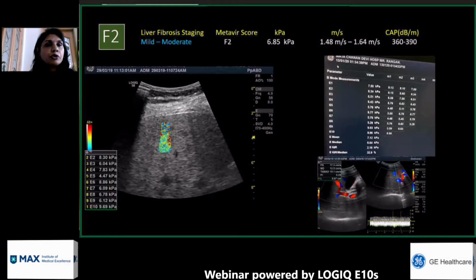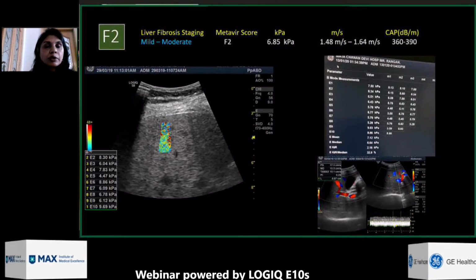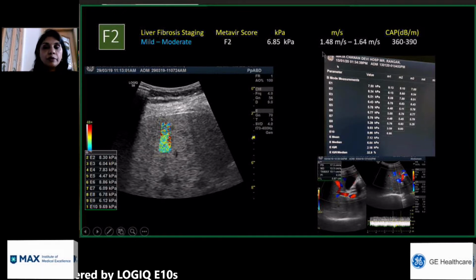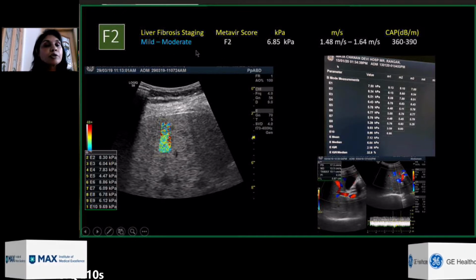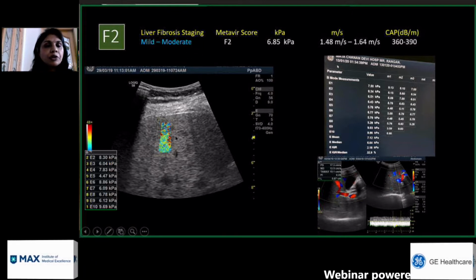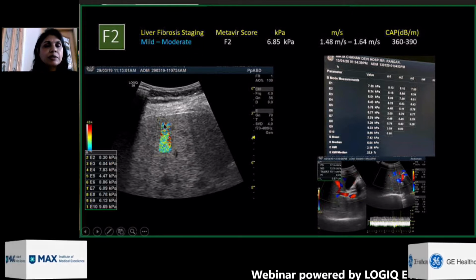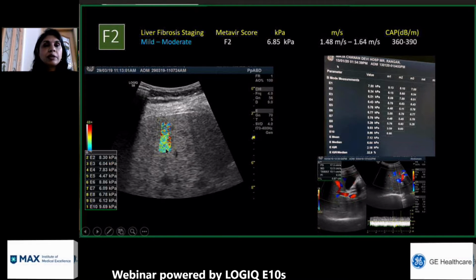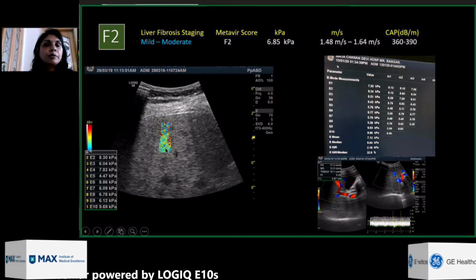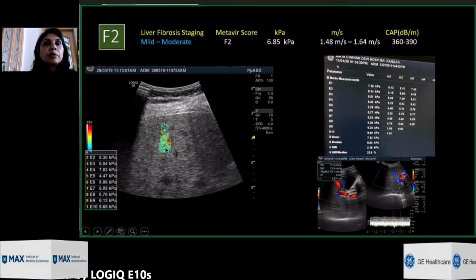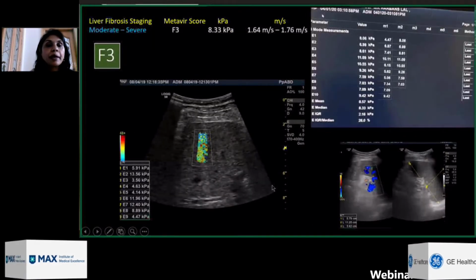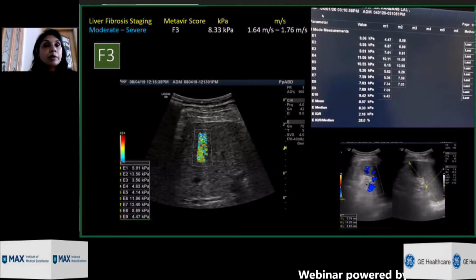Then again, F2, the IQR median ratio stood at 24.2. And again, the kPa 6.85, velocities here giving us mild to moderate F2 grading on a Metavir score. There were some edge artifacts, as you can see here, but we steered clear of them and took the data set in the center. And of course, we were also able to correlate it with the ultrasound findings to give a great reporting format.